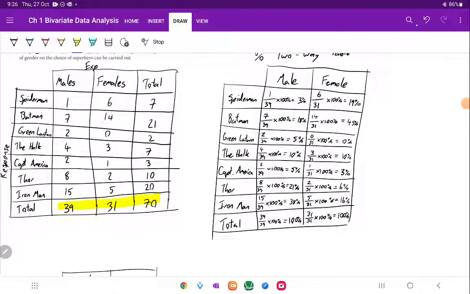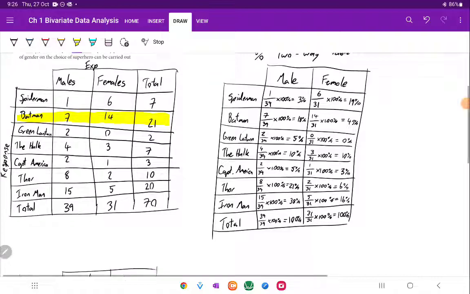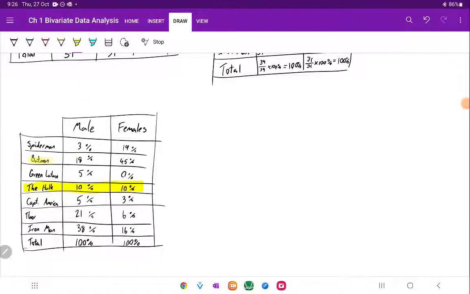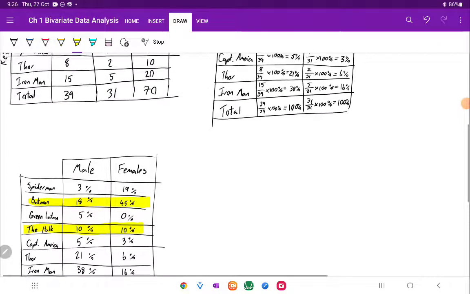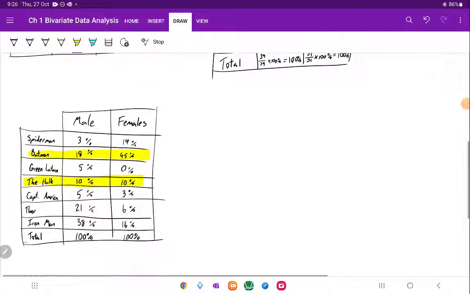Let's have a look as well at something like Batman. Now here, there are 14 females and 7 males. That's 2 times the number of girls who like Batman than males. Alrighty, so that's twice the number. So we'd expect the percentage to be twice the number. But it's not twice the number. It's in fact more than twice the number. Double of 18 is 36, yet the percentage is 45. Why? Because double the raw score doesn't mean double the answer, because there are more boys than girls.